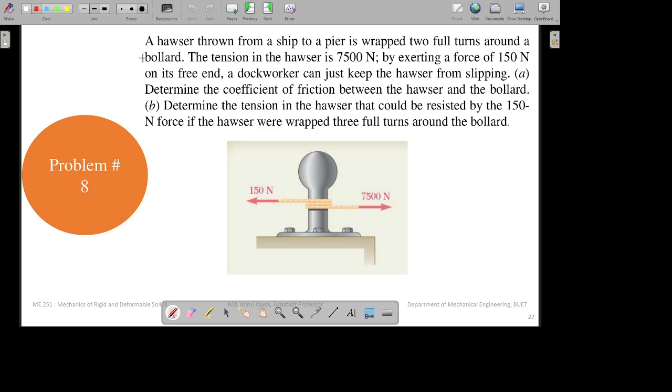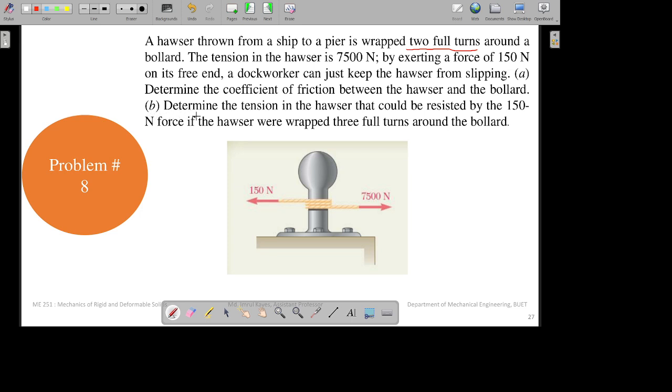The problem says a hawser thrown from a ship to a pier is wrapped into two full turns. Mark the words two full turns. That means beta will be 2 into 2 pi, 4 pi. Around a bollard, the tension in the hawser is 7500 Newton. By exerting a force of 150 Newton on its free end, a dock worker can keep the hawser from slipping.